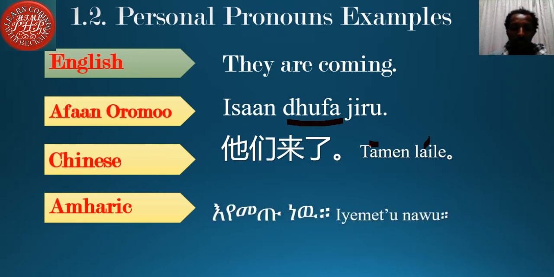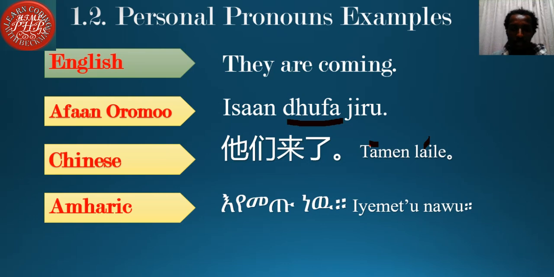In case of Amharic, we say Iyamatu no. Iyamatu indicates they. No is just to make the sentence complete. Iyamatu no.